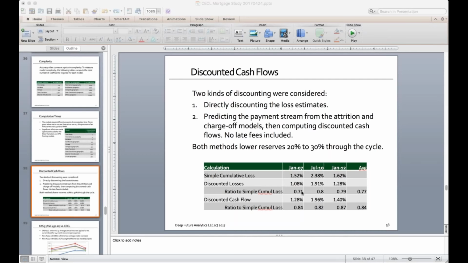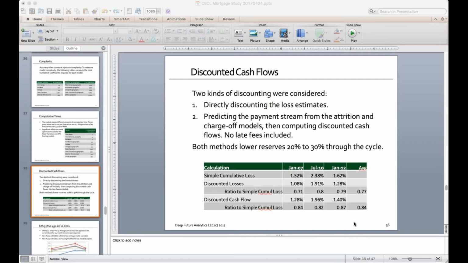In any case, the summary on here showing the original simple cumulative loss, that's what I've been showing on previous slides, just add up the next 30 years of forecasts. The next one is the discounted losses, item 1, and the third one is the discounted cash flow. And these ratios show that you get a reduction in loss reserves, basically 20 to 30%. For the direct loss discounting, you can see it varies, but it's in that 20 to 30% range. For the discounted cash flow, it was kind of in a 15 to 20% range.